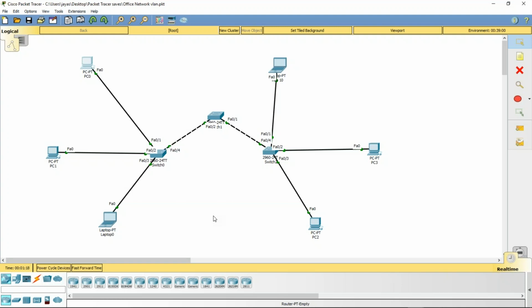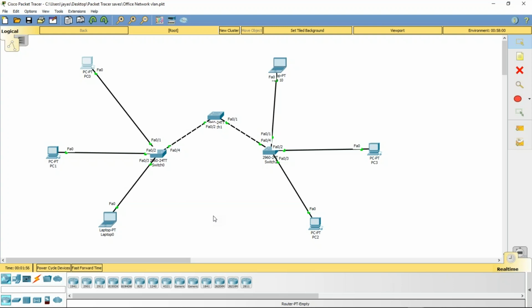Chris says no, or he's guessing no. Then he says yes. Derek says yes. Chris says yes and no. Okay, who else? We have a couple yeses. Yes, same network, no router needed. Who else? Any others? But since they're on different VLANs, Chris says, does it work that way? It's a great question.